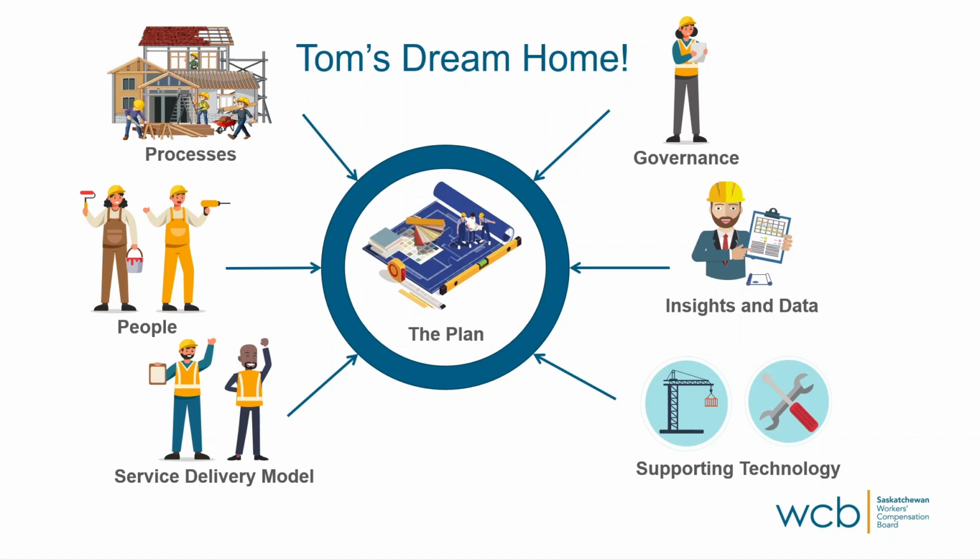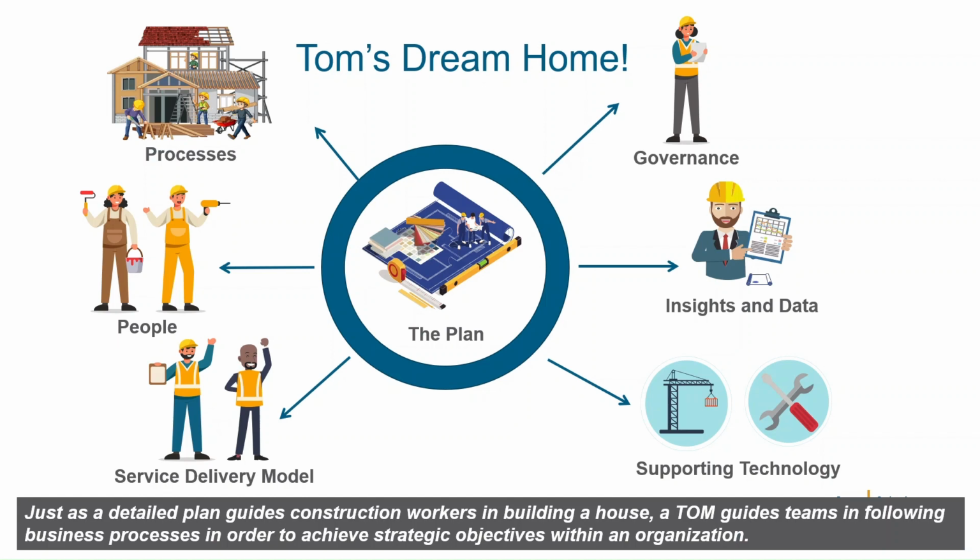Once the plan has been developed, considering all 6 of the elements listed, the plan will then be used as a guide to ensure Tom achieves his dream. Just as a detailed plan guides construction workers in building a house, a TOM guides teams in following business processes in order to achieve strategic objectives within an organization.